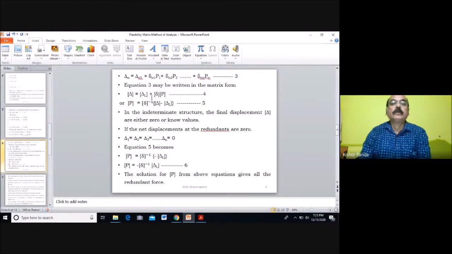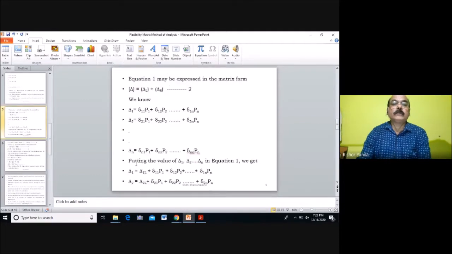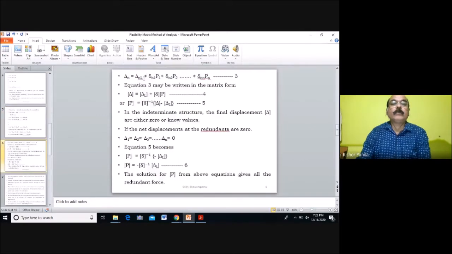This is equation 3. Equation 3 may be written in the matrix form. You can rewrite delta 1, delta 2 and delta n in the matrix form. This is your delta, and this is your delta 1L, delta 2L, delta NL. So this is your delta L, and this is the flexibility matrix into P. You can find the redundant force P by taking delta minus delta L and the inverse of the flexibility matrix. This is your equation 4. You have to remember this equation.